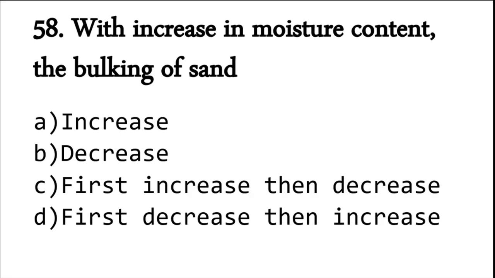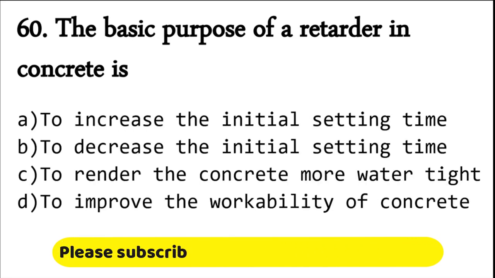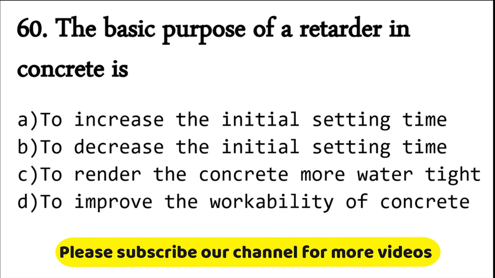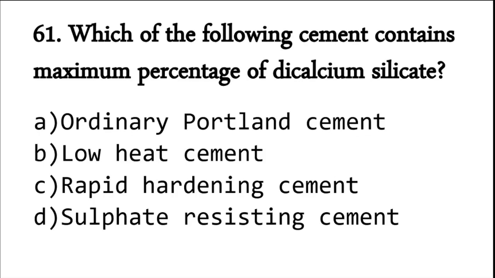Okay, next is with increase in the moisture content, the bulking of sand first increases then decreases. C is the correct answer. Okay, next is which of the following cement is suitable for mass construction or massive construction? So low heat cement, B is the correct answer, which is used for massive construction. Okay, next is the basic purpose of retarder in concrete is to increase the initial setting time. A is the correct answer. Next is, which of the following cement contains maximum percentage of dicalcium silicate? So low heat cement contains maximum percentage of dicalcium silicate. So B is the correct answer.